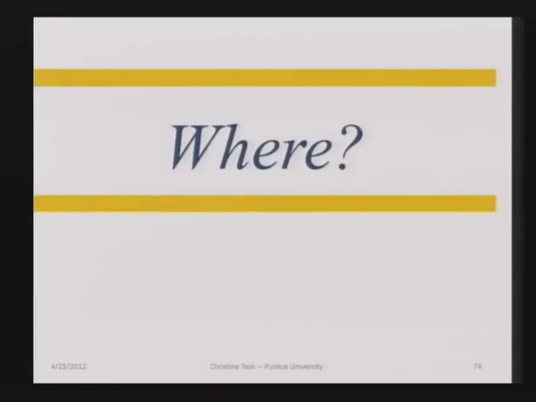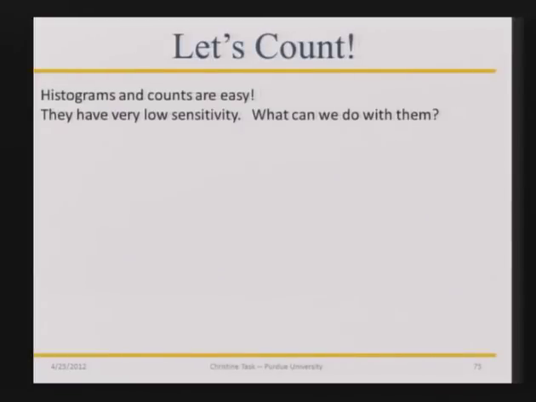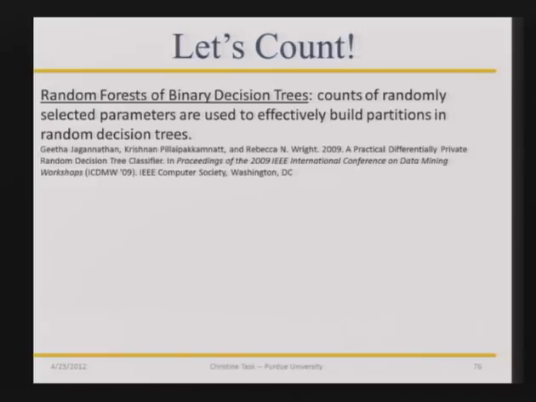Okay. Now that we know what we're doing and how we are doing it, where do we do it? Where does it get used? So, first of all, histograms and counts are easy, like we've said. And this is just going to be a very brief sort of annotated bibliography just to show you some of the things that get done out there. So you can do binary decision trees, okay? You can select just a few parameters, use a few partitionings, do your counts, and actually with some very good accuracy, you can build binary decision classifiers, differentially private.